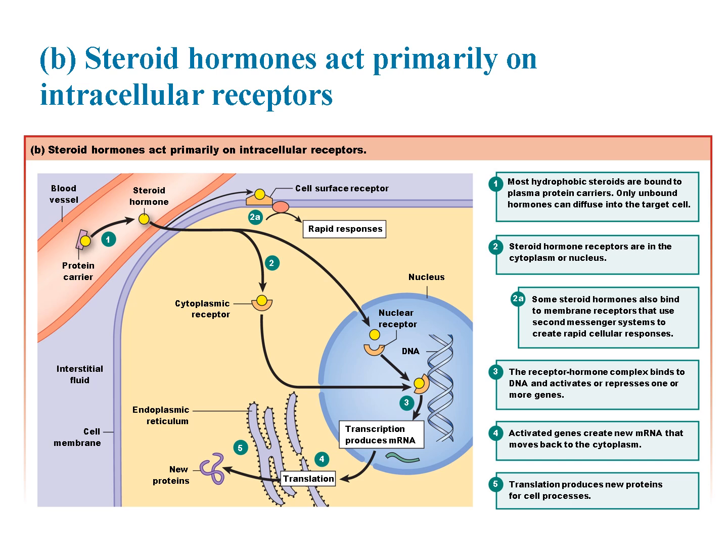Some steroid hormones also interact with membrane-bound receptors, triggering rapid cellular responses through second messenger systems. Upon binding to its receptor, the hormone receptor complex moves into the nucleus, where it attaches to specific DNA sequences. This interaction activates or represses the transcription of one or more genes. The newly transcribed messenger RNA exits the nucleus and enters the cytoplasm, where it directs the synthesis of new proteins through translation. These newly formed proteins carry out various functions essential for cellular processes and the body's physiological responses.